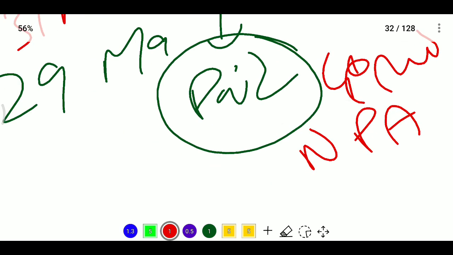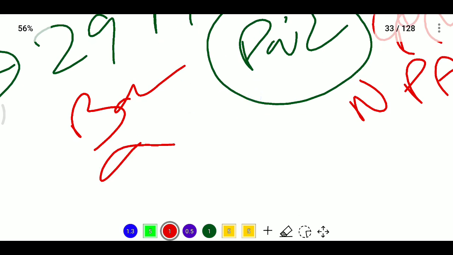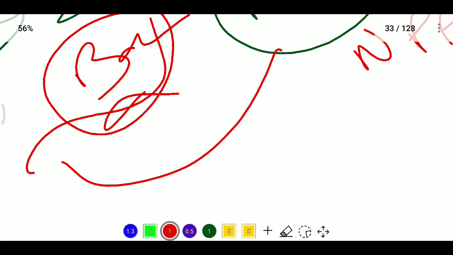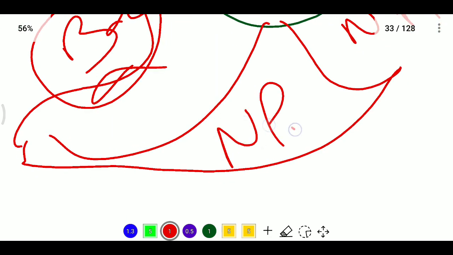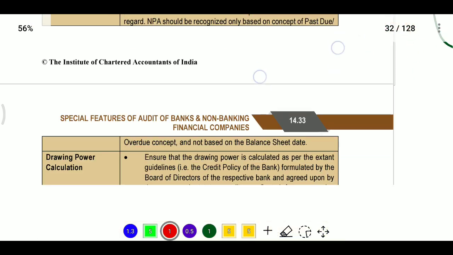So we need to check if the bank was providing other facilities, like an extension of loan, and how they are paying the amount. If they are getting another loan and paying this one out of it, we need to see whether the source is genuine or not. If accounts indicate inherent weaknesses, then the account should be recognized as NPA. That is when an account became regularized near the balance sheet date.